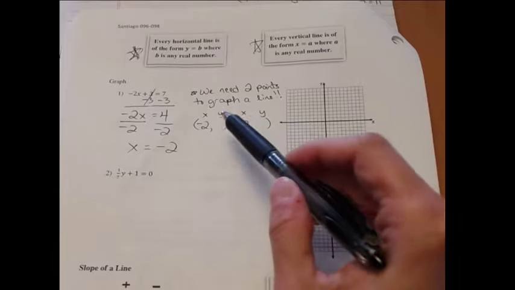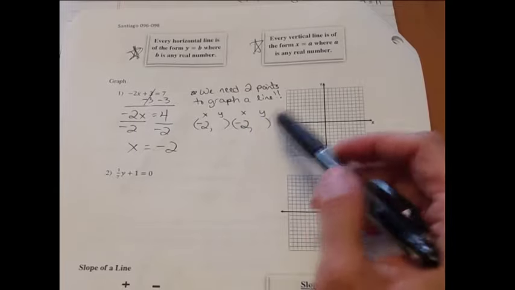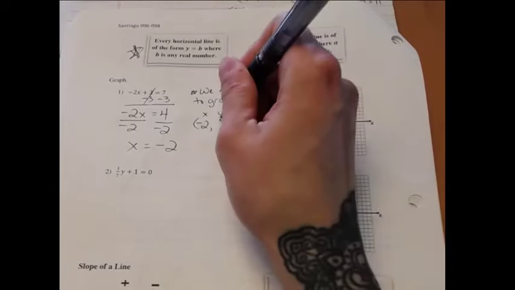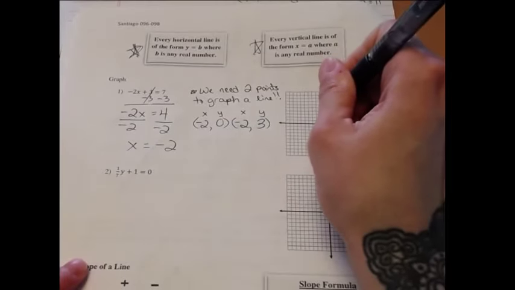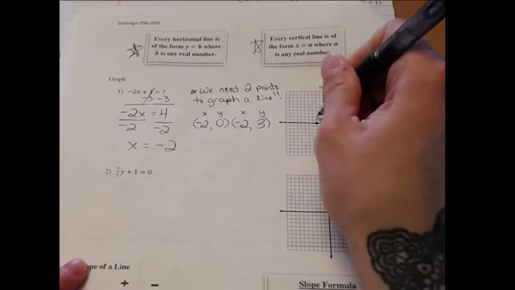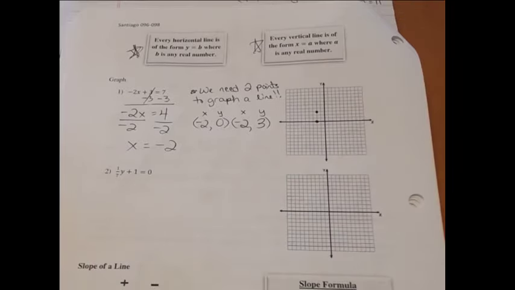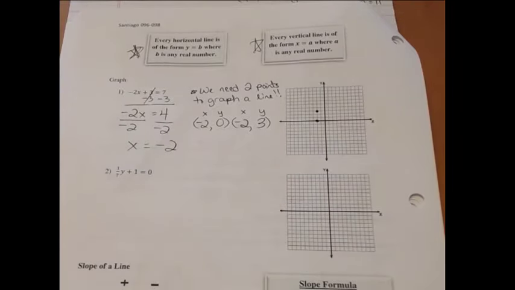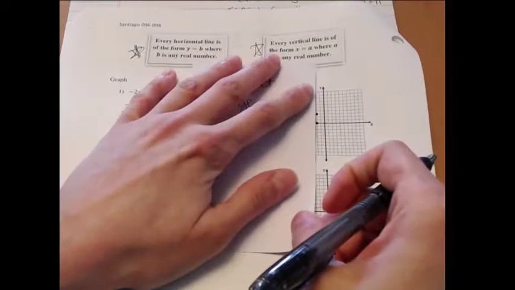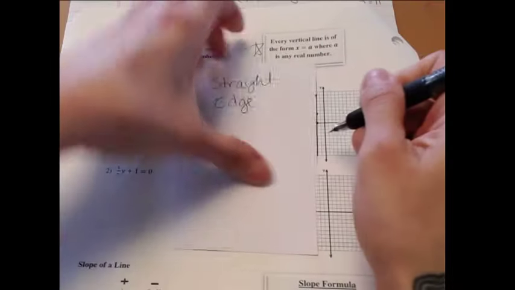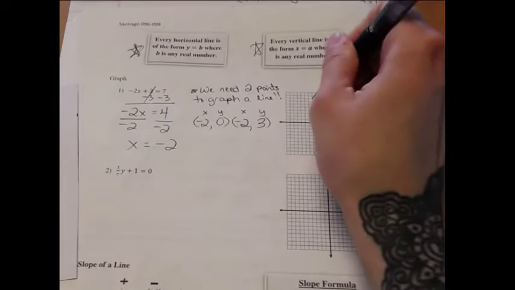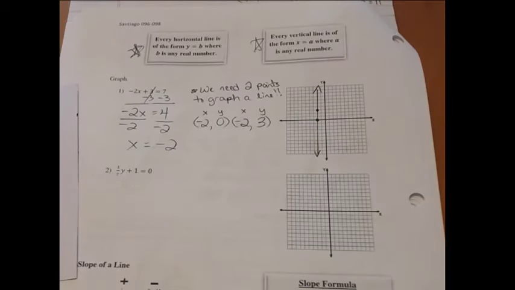Now, the really great thing is you can choose any value here for y. So let's say I pick a 0 and I pick a 3, just because I felt like it. So we're going to plot the points negative 2, 0 and negative 2, 3. Once I plot these 2 points, I'm going to take my straight edge and connect these. And voila, here we have it.